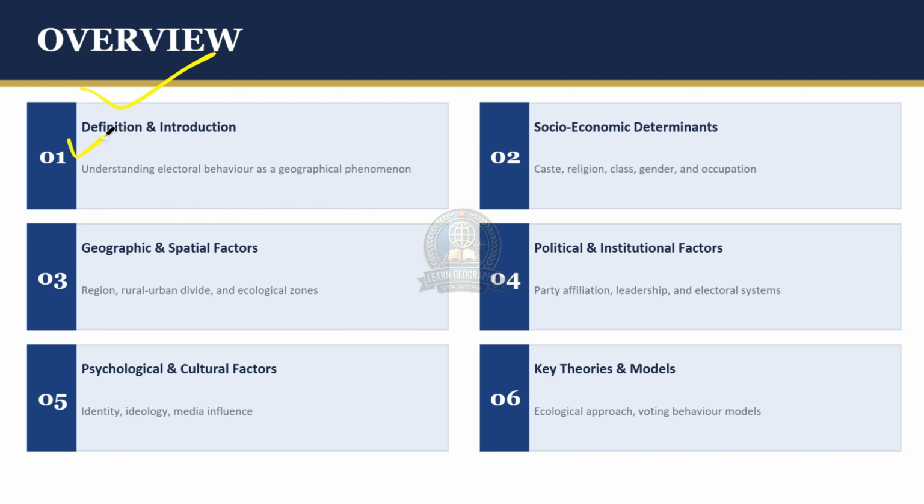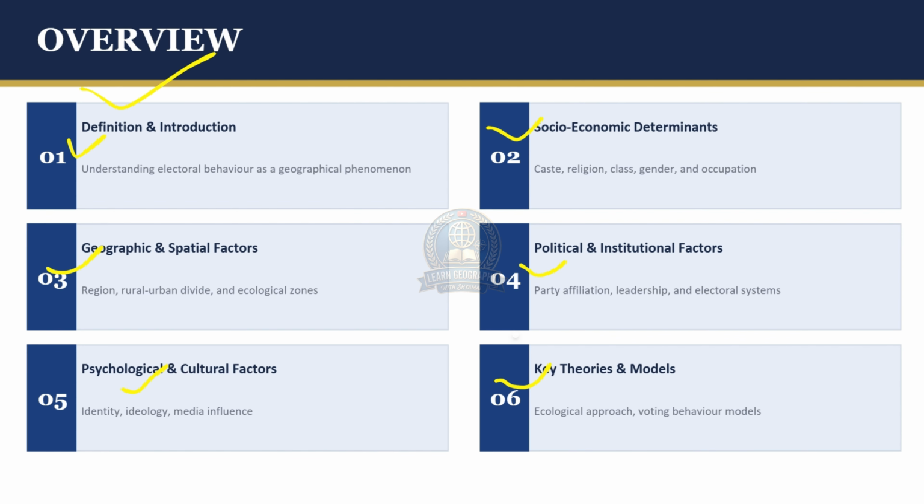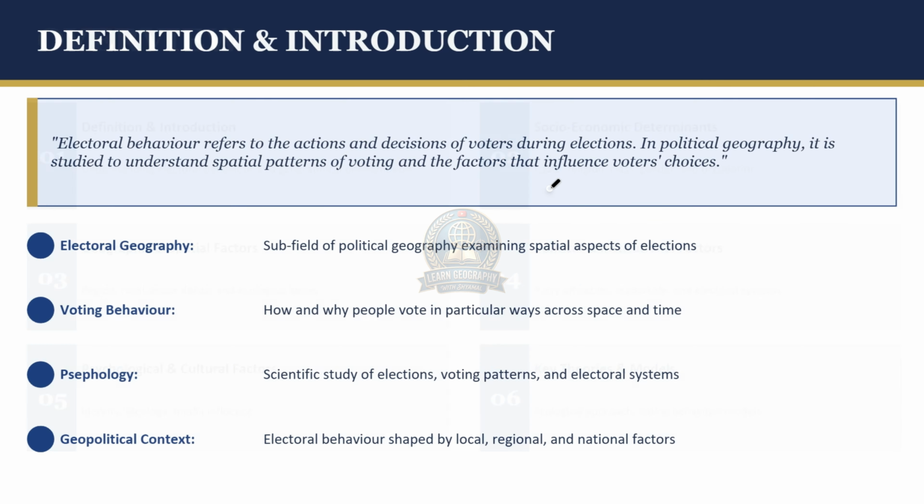We will discuss the definition and introduction, understanding what electoral behavior is as a geographical phenomenon, socioeconomic determinants: caste, religion, class, gender, and occupation; geographic and spatial factors: region, rural-urban divide, and ecological zones; political and institutional factors: party affiliation, leadership, and electoral systems; psychological and cultural factors: identity, ideology, and media influence; key theories and models: ecological approach, voting behavior, and models. Okay, first of all, definition and introduction.